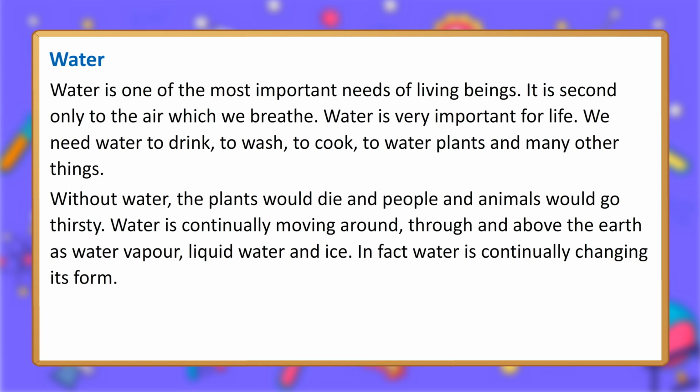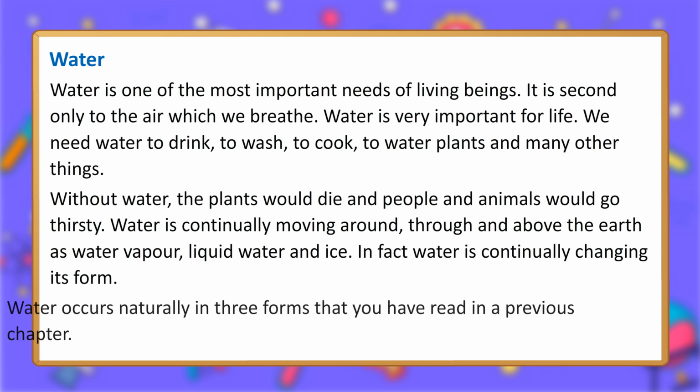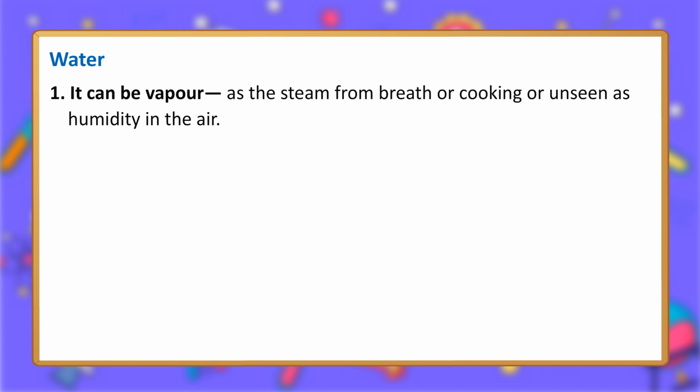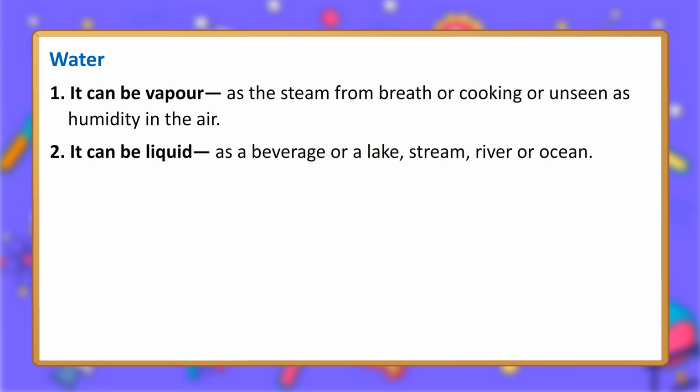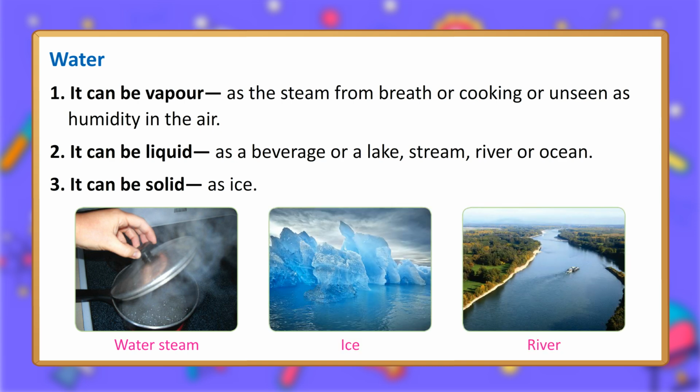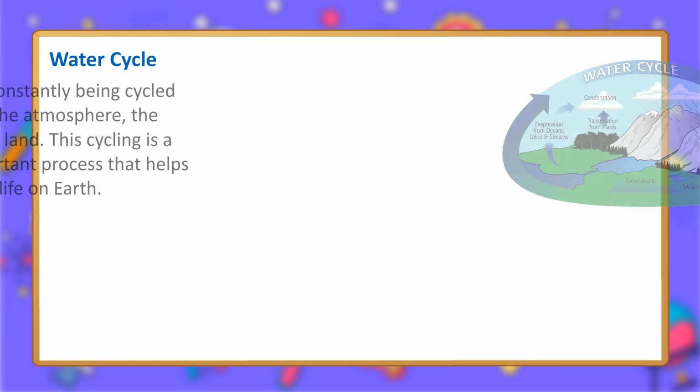Water is continually moving around, through and above the earth as water vapor, liquid water and ice. In fact, water is continually changing its form. Water occurs naturally in three forms that you have read in a previous chapter. 1. It can be vapor, as the steam from breath or cooking, or unseen as humidity in the air. 2. It can be liquid, as a beverage or a lake, stream, river or ocean. 3. It can be solid, as ice. Water, steam, ice, river.